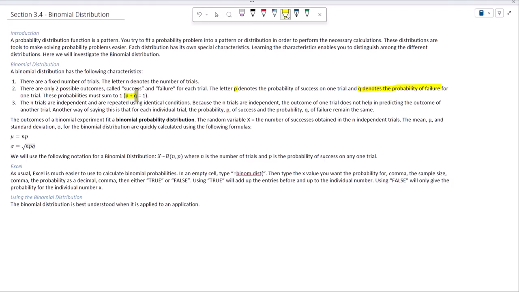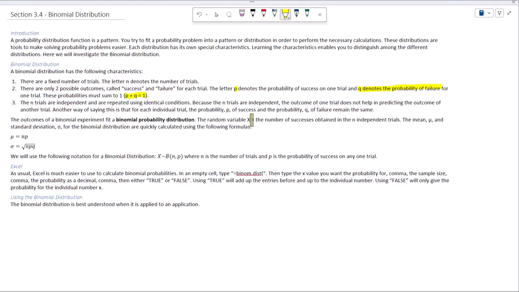So the sum of P and Q, they go to 1. So you might see that we have P hat, Q hat eventually, and those kinds of things. So if you know one, you know the other because one is the complement of the other. So with binomial distributions, you have success or failure. That's why there's those two outcomes.